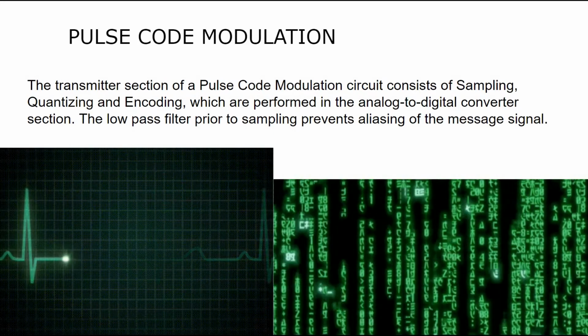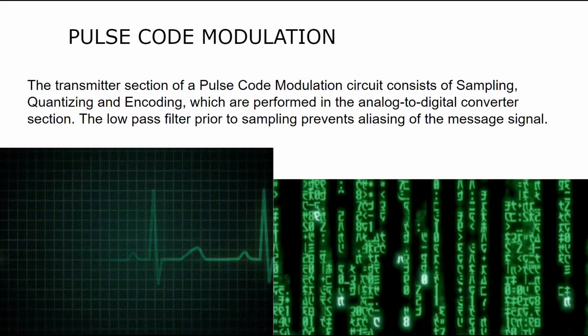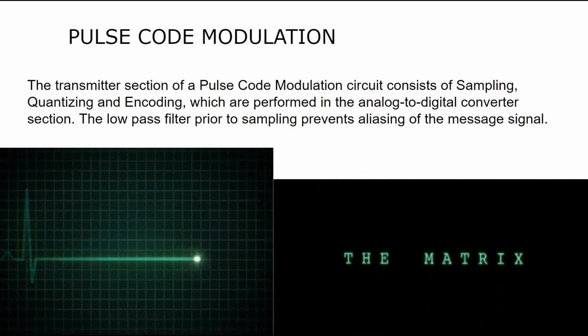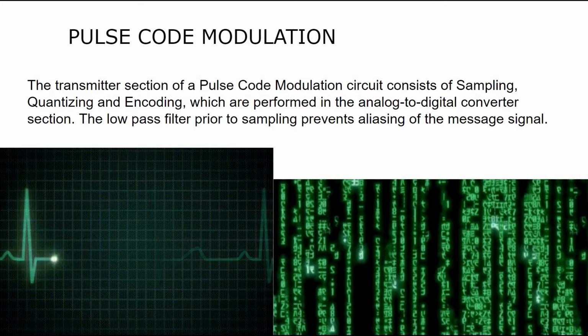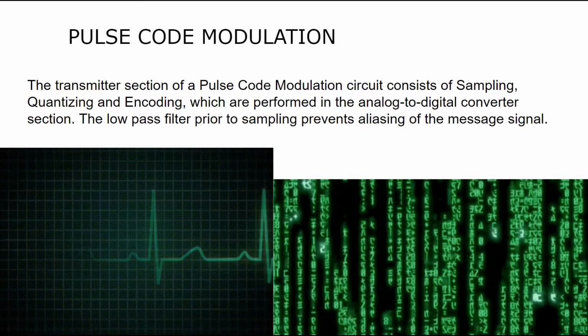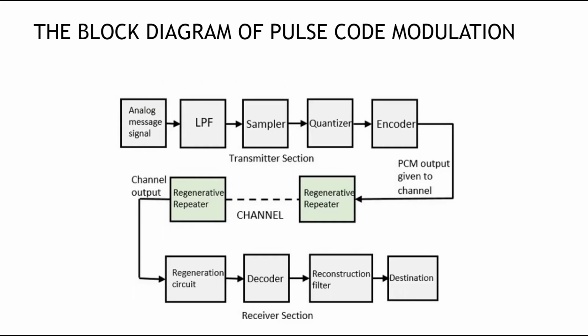The various levels are binary coded. This is done in the encoding stage. In practice, the sampling, quantizing and encoding are performed in a single device known as an analog to digital converter. This is the block diagram of pulse code modulation.